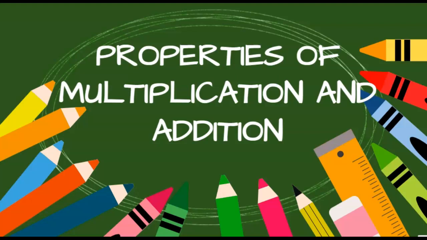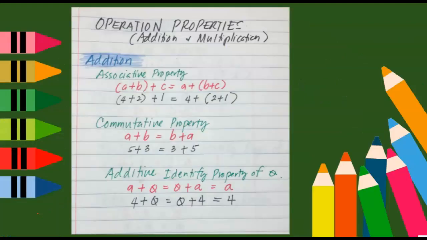Alright, today we're going to be reviewing properties of multiplication and addition. So we'll start with operations of properties, addition and multiplication. We'll start with addition property. And under that, we have associative property.